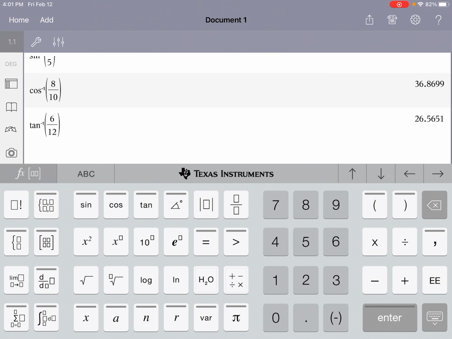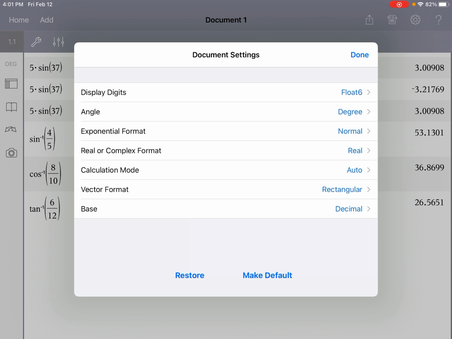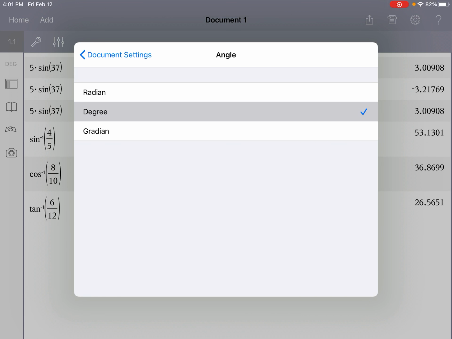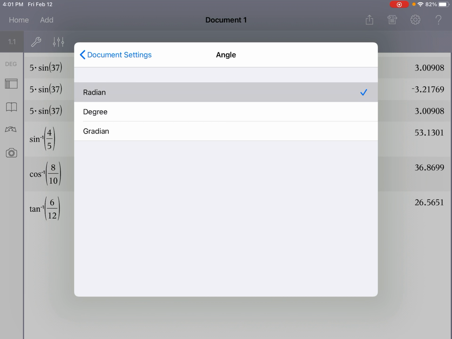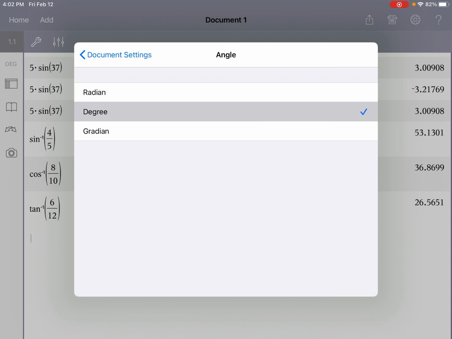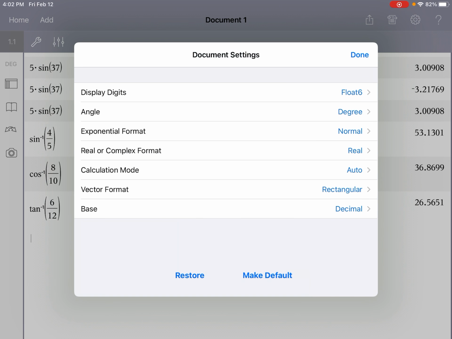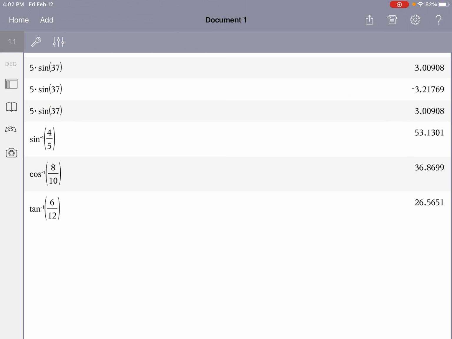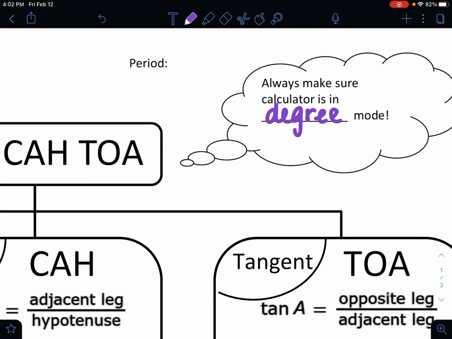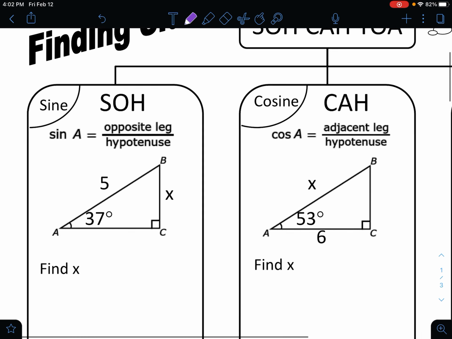So you obviously open up the TI Inspire app, go over here to the gear on the right side for settings, and then you'll see right here next to angle, it says degree. Mine already has been changed to degrees, but yours should still be on radian. So you want to go ahead and change that back to degree mode. Okay, and then done. All right, so that's the first thing. Once you have done that, let's go ahead and get started.